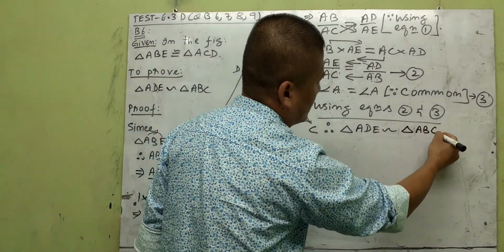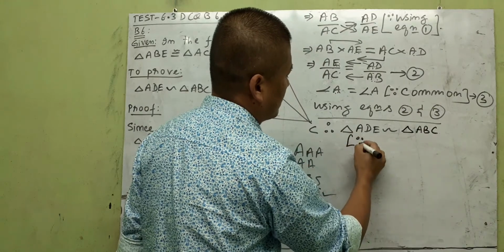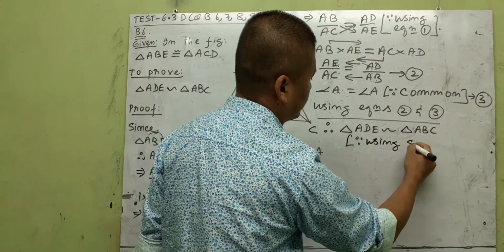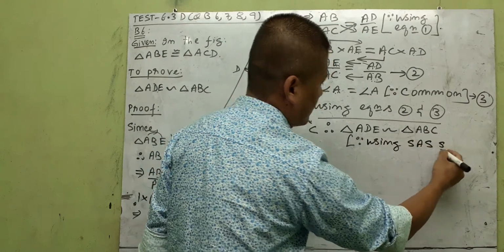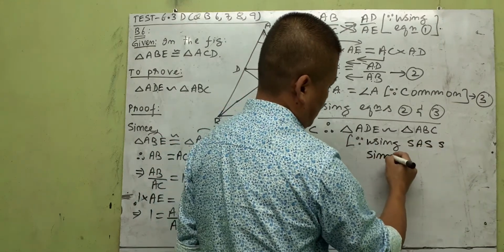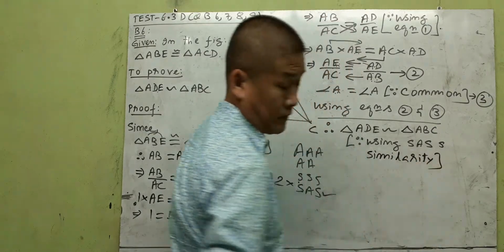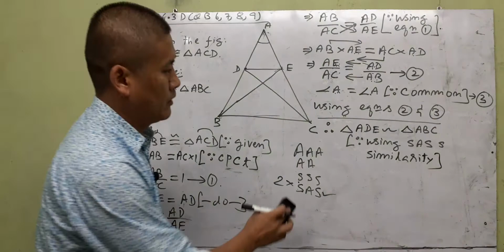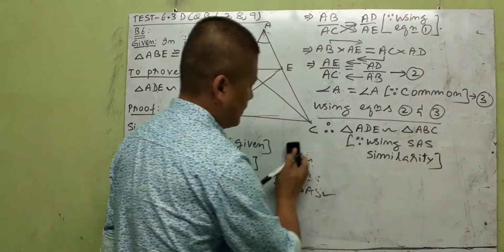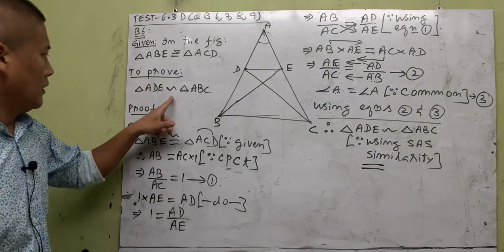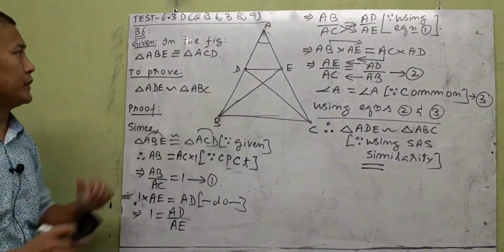So this is correct now, and we know because of using the SAS similarity criterion, right? So this is proved now. Triangle ADE is similar to triangle ABC. So that ends the proving.